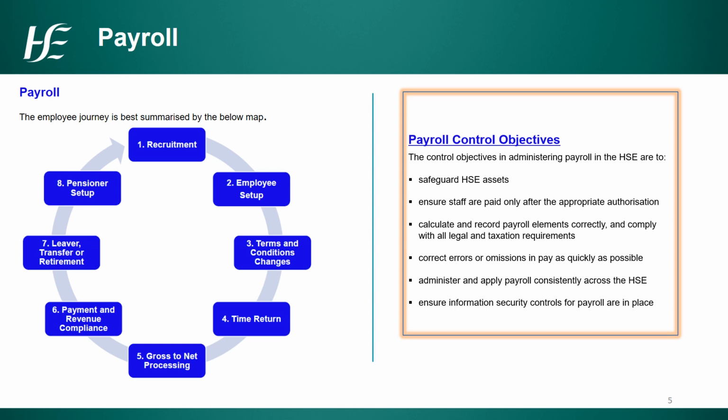Moving on then to the control objectives in administering payroll in the HSE. They are to safeguard HSE assets, ensure staff are paid only after the appropriate authorisation, calculate and record payroll elements quickly, comply with all legal and taxation requirements, correct errors or omissions in pay as quickly as possible, administer and apply payroll consistently across the HSE, and ensure information security controls for payroll are in place.